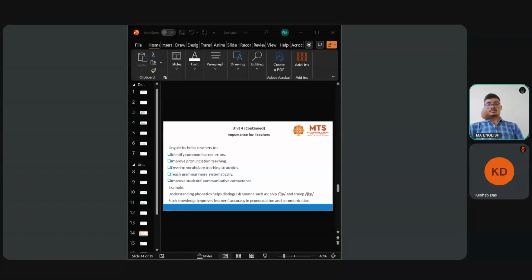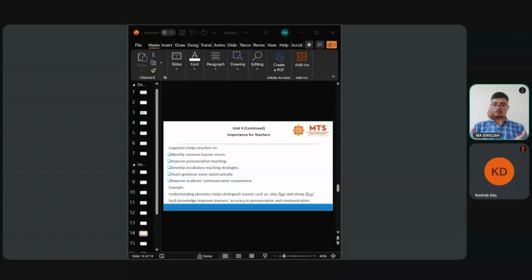Many learners confuse them. Why? Which can cause misunderstanding in real communication because of this similarity. Yet there's a difference, right? In vowel, just a single vowel difference.